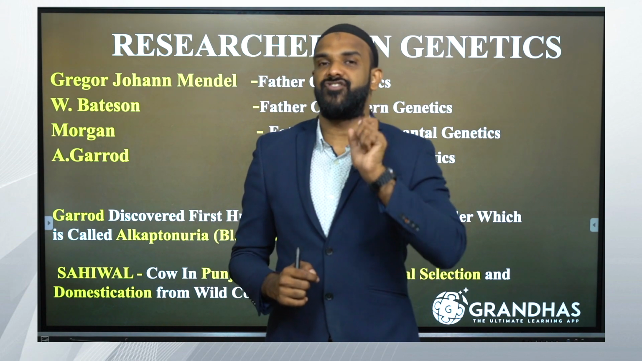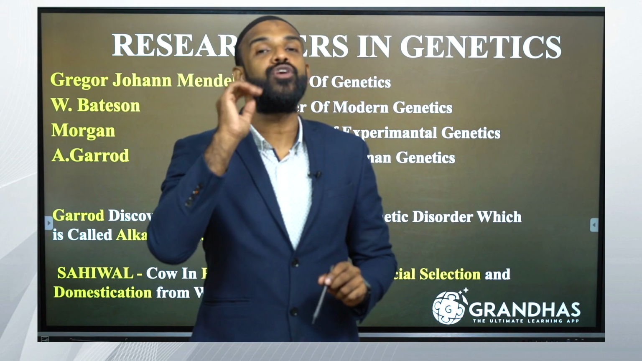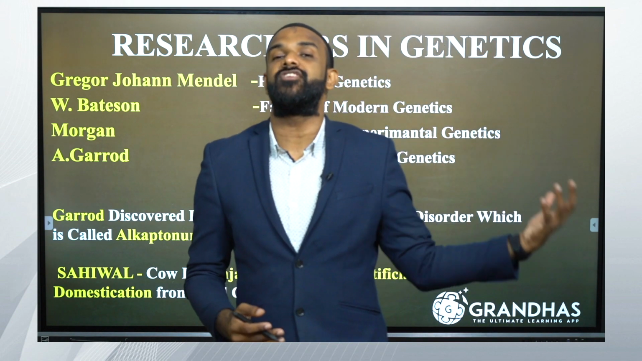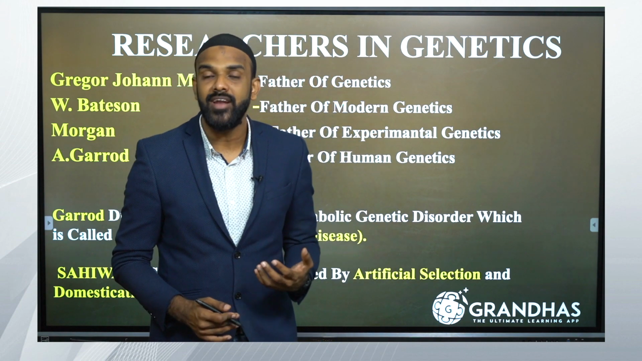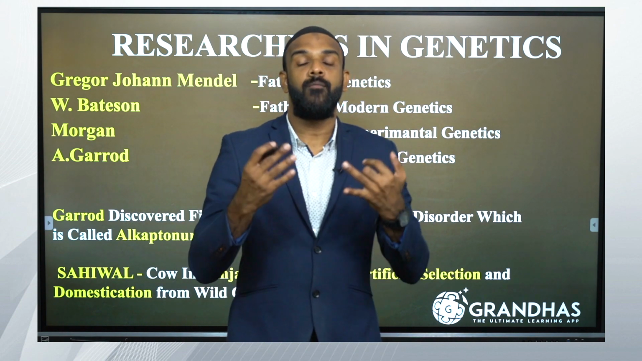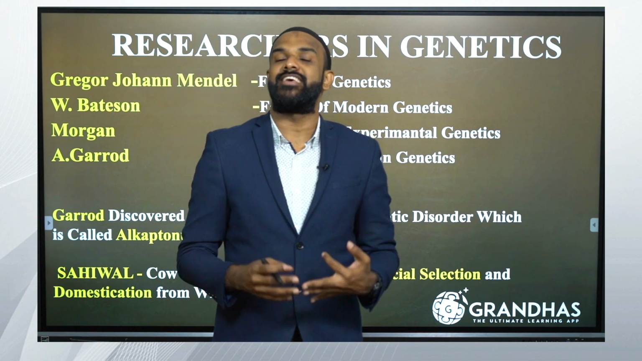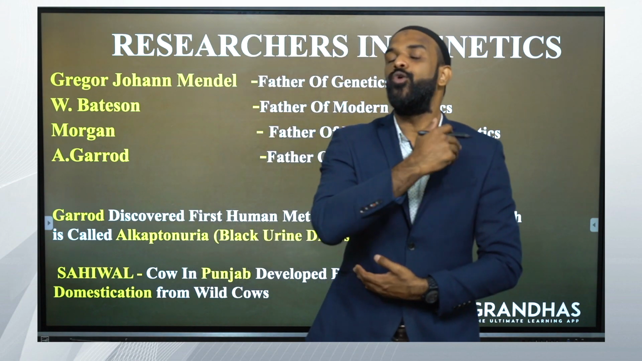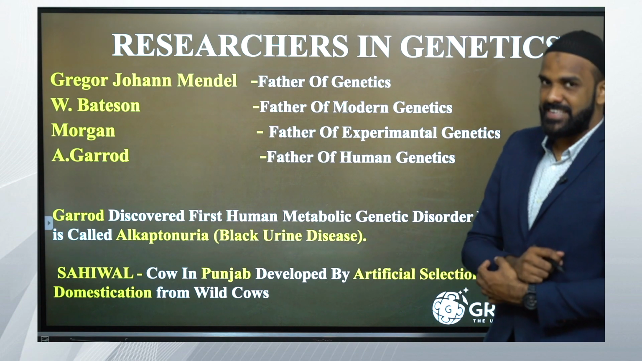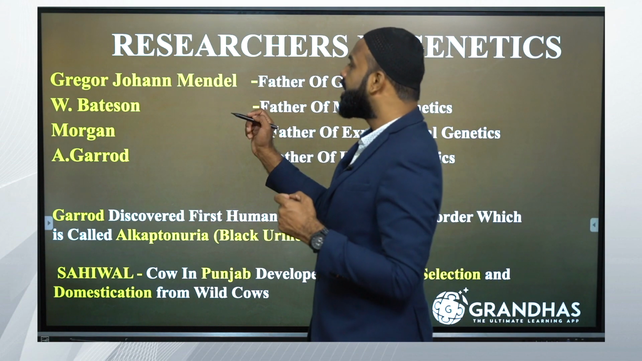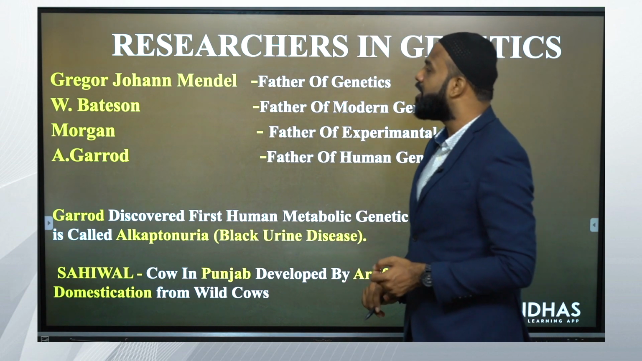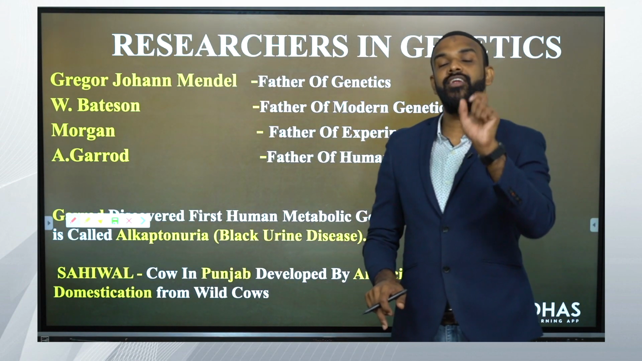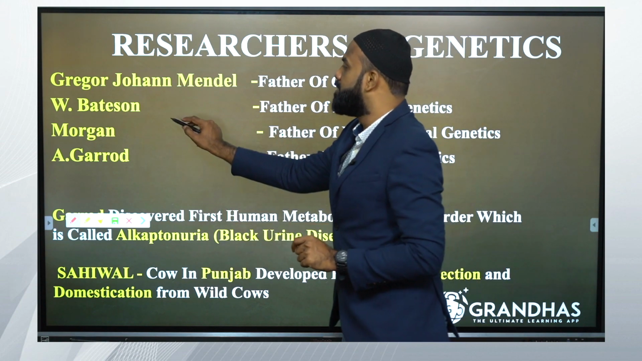Now coming to the father of genetics, you need to remember 4 personalities because it is repetitively asked about the 4 major branches of genetics. First one is father of genetics, second one modern genetics, third one human genetics, and fourth one experimental genetics. Let's see what they are and who all are the fathers. Yes, the great man called Gregor Johann Mendel is called the father of genetics. The father of modern genetics is the man who coined the term genetics, none other than Bateson.